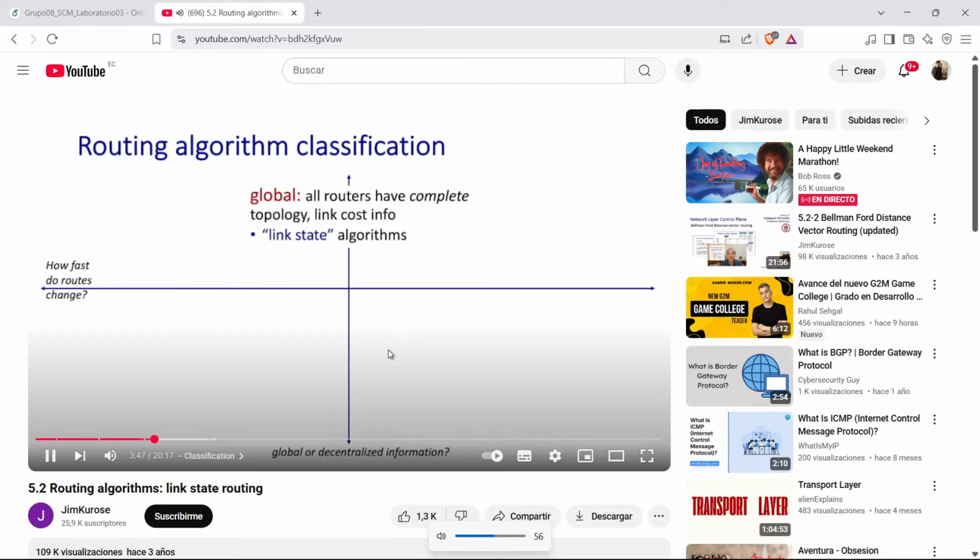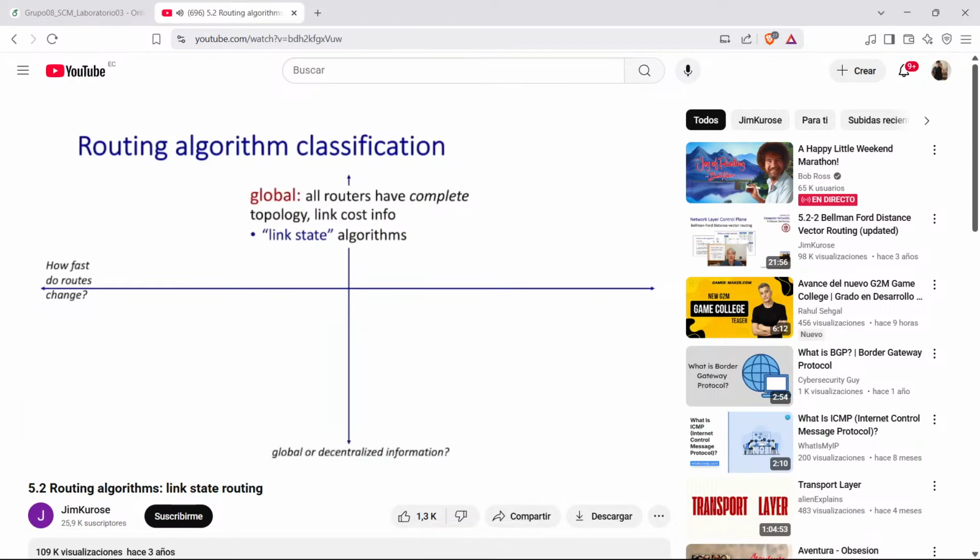complete network-wide information about network topology and all link costs. Algorithms with global state information are sometimes referred to as link state algorithms, since the algorithm has to be aware of the cost of each and every link in the network. Dijkstra's algorithm is an example of a global link state algorithm.